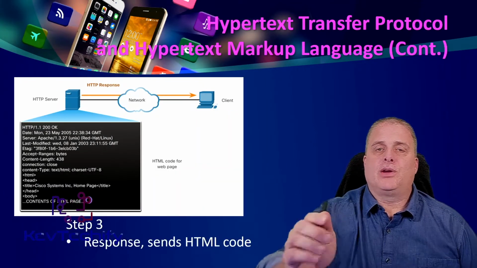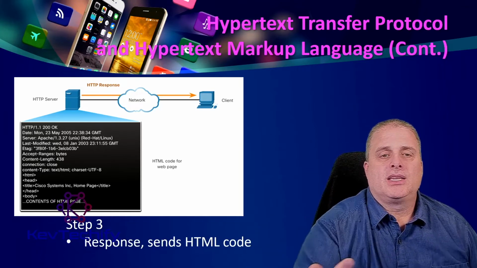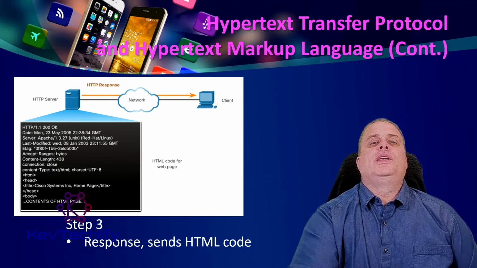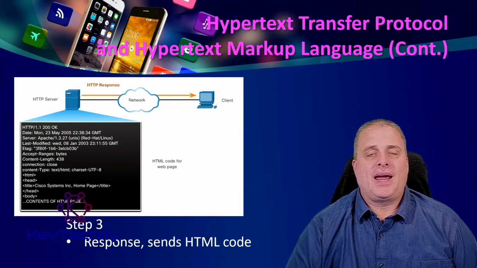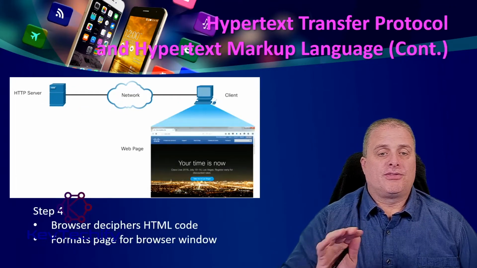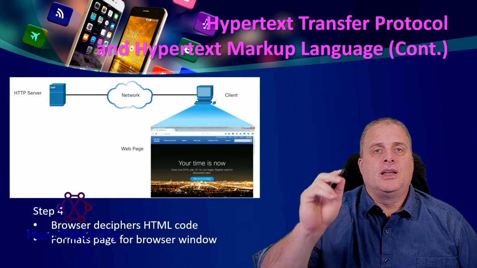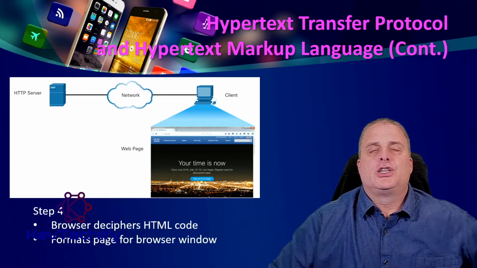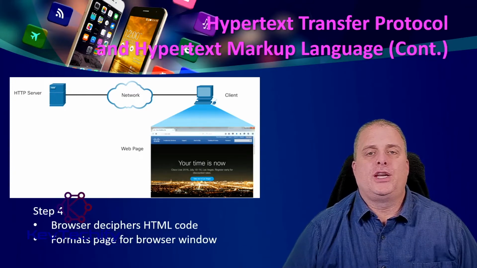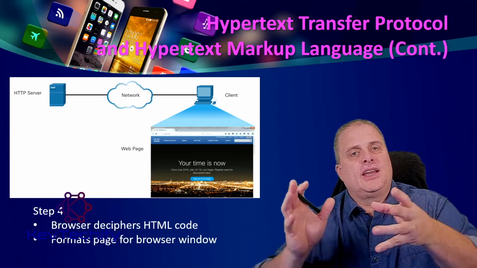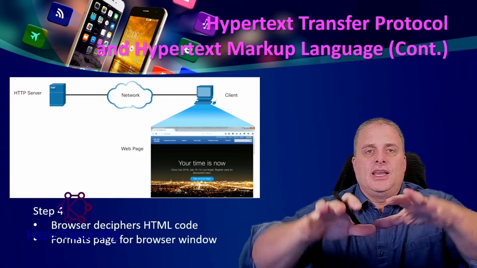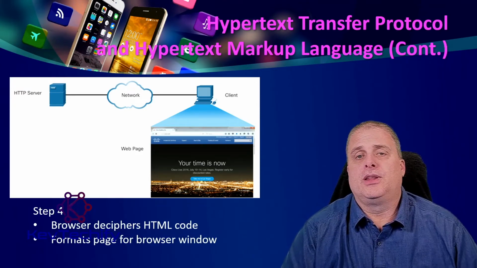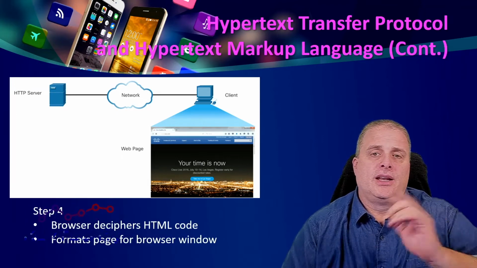The server gets that request in, makes a response, sends it back to the client. That's where the HTML code gets sent from the server back to the client. And finally, fourth step is the web browser then takes that HTML and deciphers it, turns it into that beautiful web page we have with all the graphics and nicely formatted text. It's beautiful in your web browser. Those are the 4 steps typically that happen with HTTP and HTML.